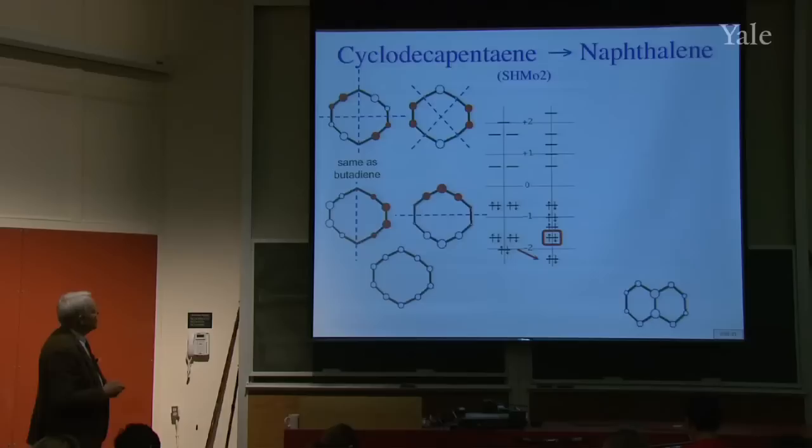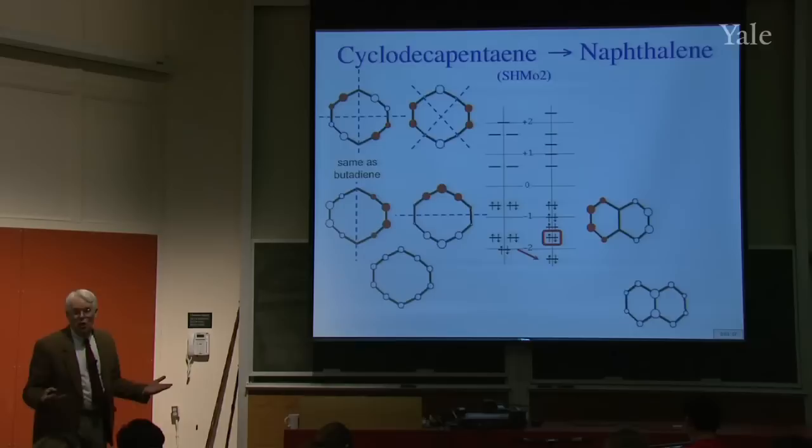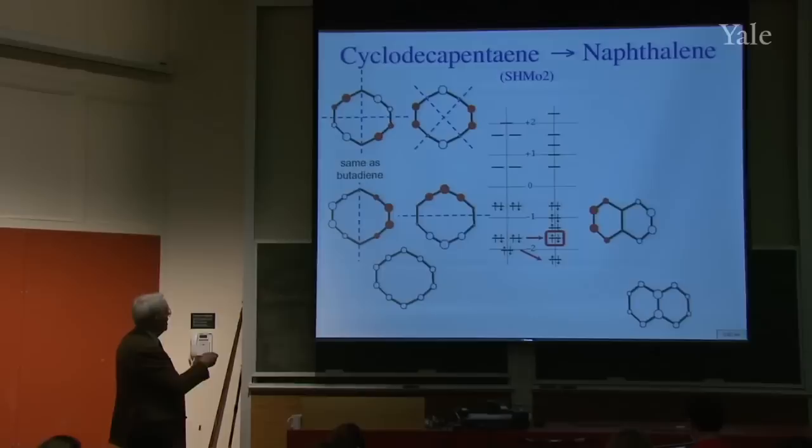Now, the next one, if we take this one and draw the top and bottom together like that, it makes no difference because there's no orbital there. It's on a node, right? So that has the same energy here, here, and here, right? But if we bring the top to bottom together here, what's going to happen?